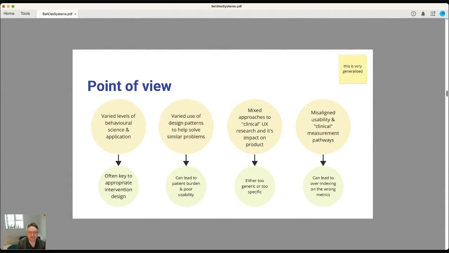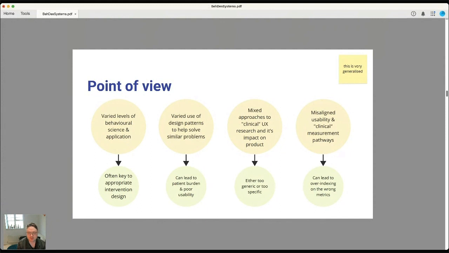What else do I see, or have I seen? Well, mixed approaches to clinical UX research and its impact on product. This is either overly generic research at the beginning of a project, which doesn't really add much value because it's not specific enough, or it's too specific. For example, maybe hardcore health psychology research, which focuses just on self-monitoring, that misses the bigger picture of the rest of the stuff that goes around it. So that often needs to be balanced.